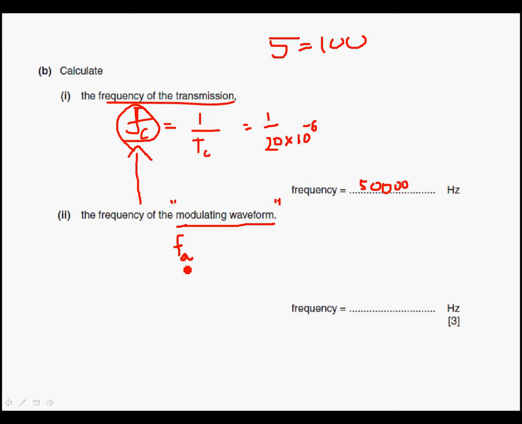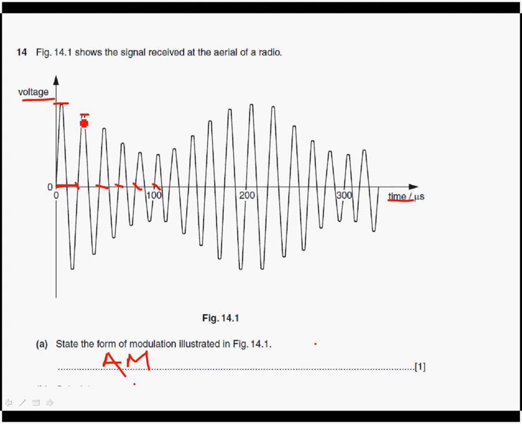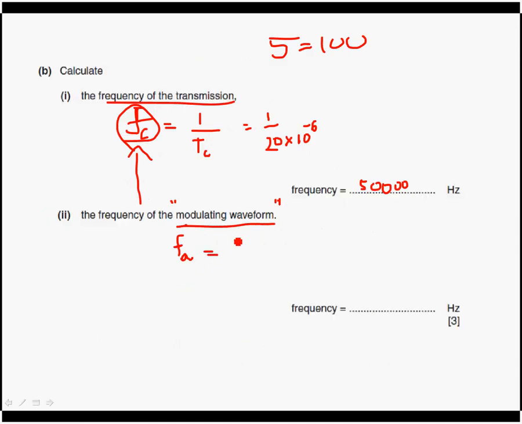So the modulating waveform is the frequency of the audio wave, which can be figured out by looking at two similar peaks. If you find this peak here, this would be a similar peak there, and I think those are the two similar peaks. So the time period of the audio signal is 200 microseconds. So it would be 1 over 200 microseconds times 10 to the power negative 6. So it's just 1/10 of this value, which would be 5000 hertz, right?